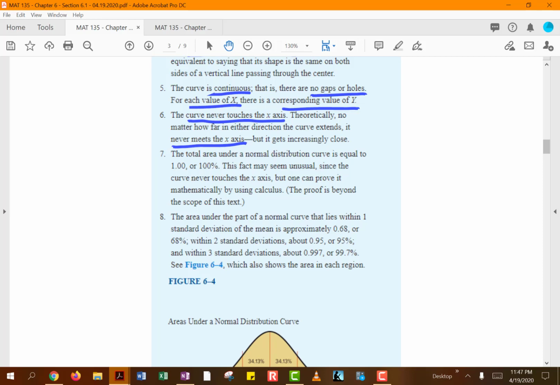Okay? And the next thing that is going to be crucial is that your total area under the curve is going to be equal to 1 if you're writing it as a decimal, or 100% as a percent. So basically 100% of your data is going to fall underneath this normal distribution curve. Okay?